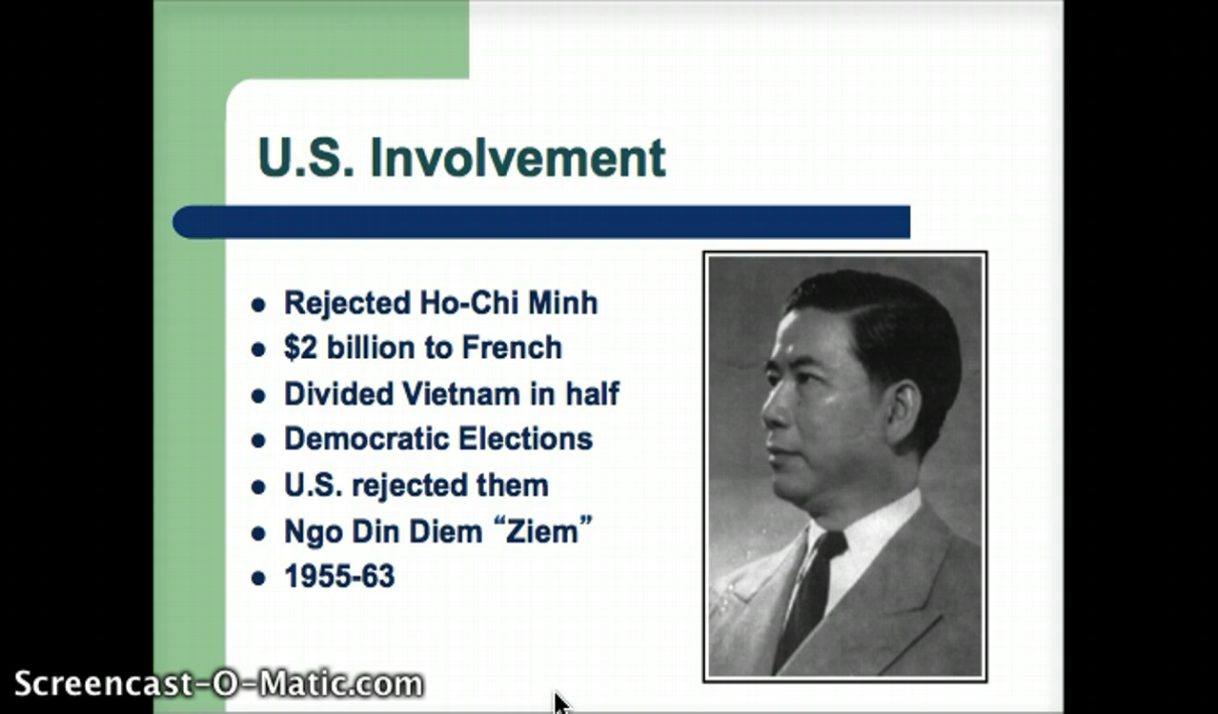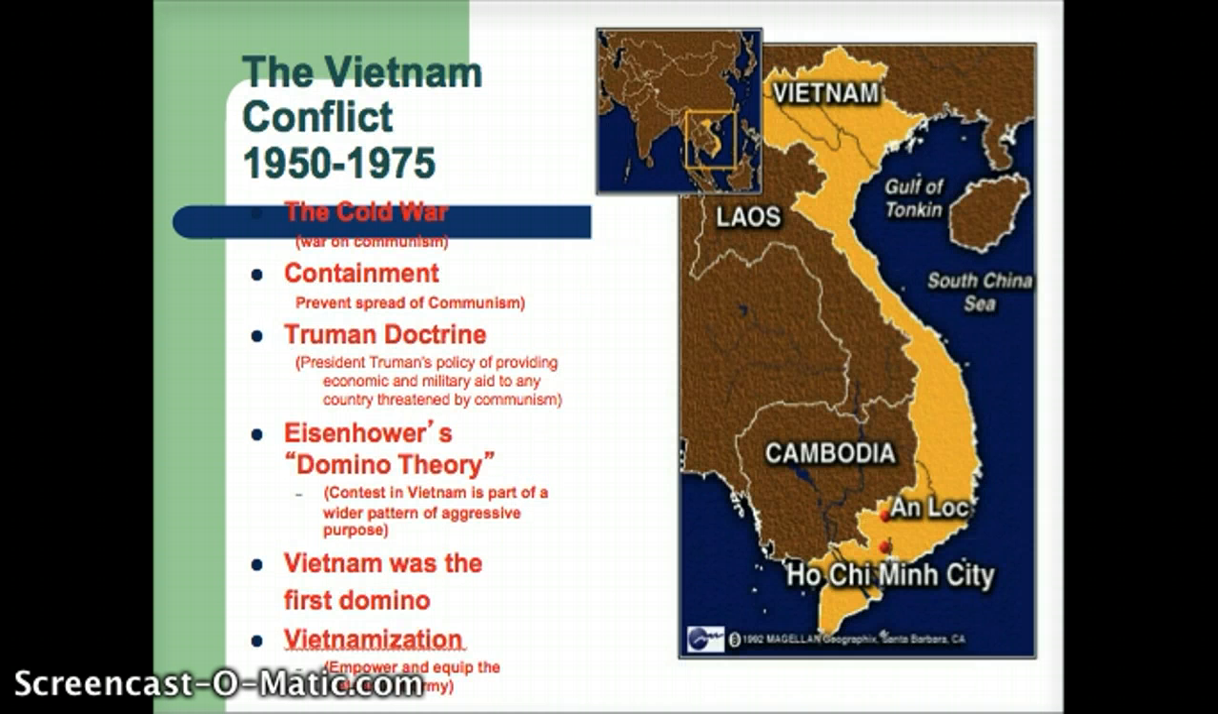And with the domino theory, we were scared that we were going to lose Southeast Asia. So we were really set on making sure that we were not going to lose Southeast Asia. So going on, the conflict itself: if you remember, we had the Cold War and the containment theory. We wanted to contain communism. This is the preventing of the spread of communism. This is how we start developing into it.